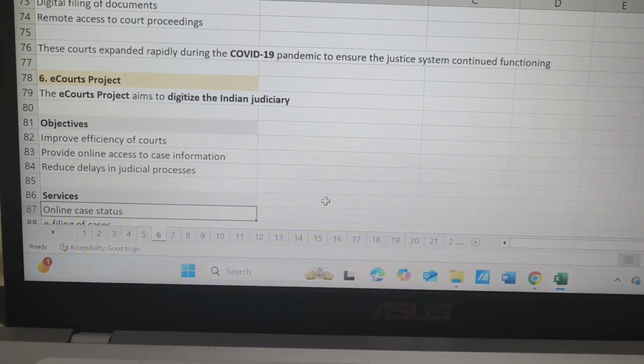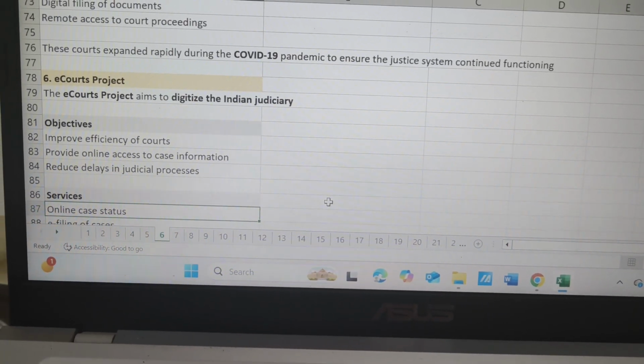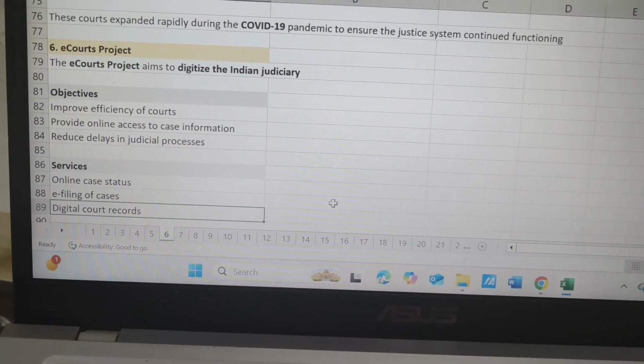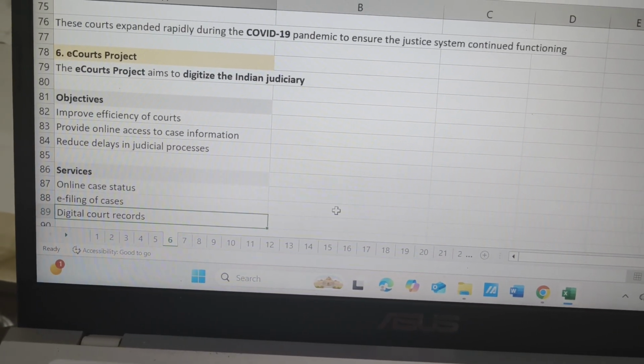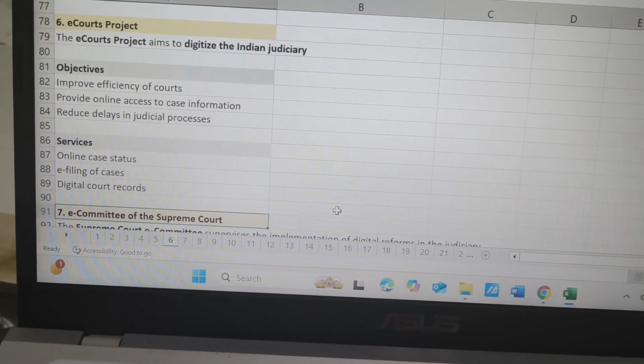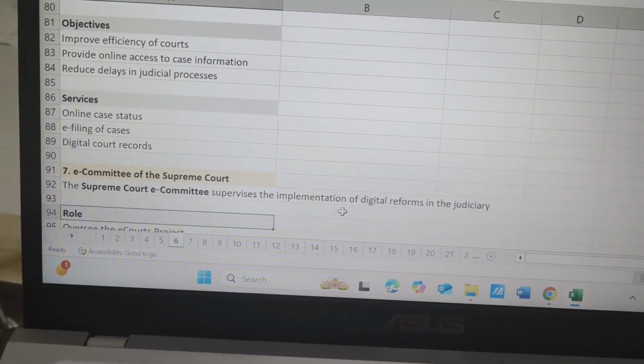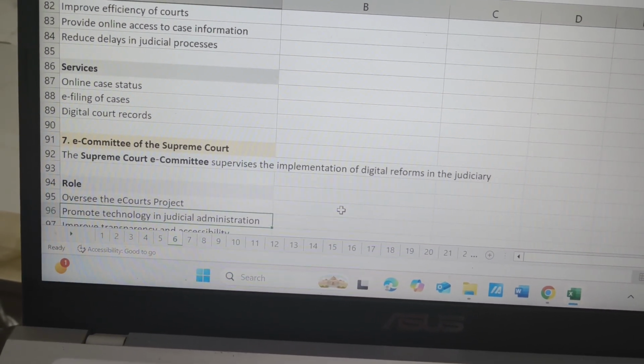Now, E-Courts project. The E-Courts project aims to digitize the Indian judiciary. Objectives: improve efficiency of courts, provide online access to case information, reduce delays in judicial processes. Services: online case status, e-filing of cases, digital court records.